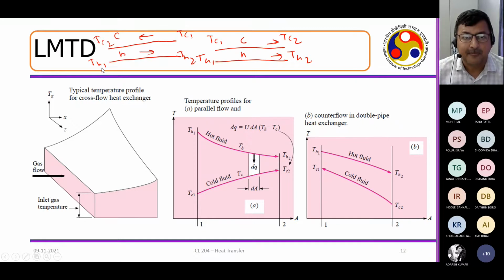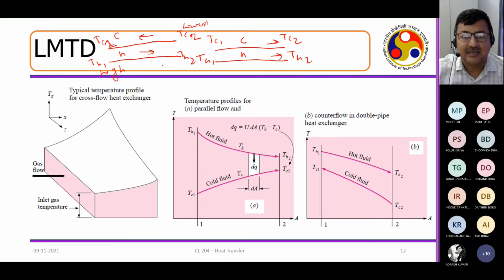So here this is TH1. TH1 is the hot inlet, and TC2 is the cold, right? Whereas TH2 is the outlet of the hot fluid. Let us write this way only, the way they have written: this to be 2, this to be 1. I have changed TC2 to TC1, right? So TC2 is the inlet temperature, which is the lowest. This is the lowest, correct? And then TH1 is the highest.